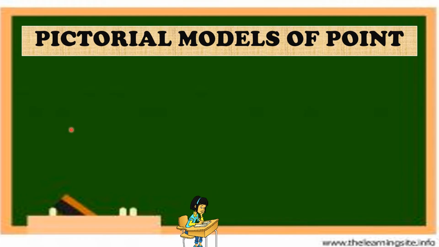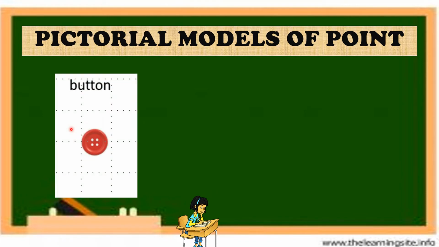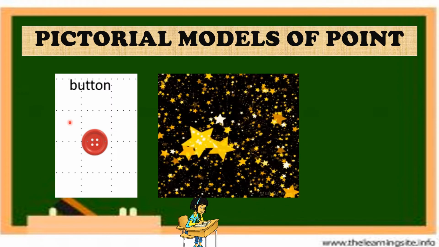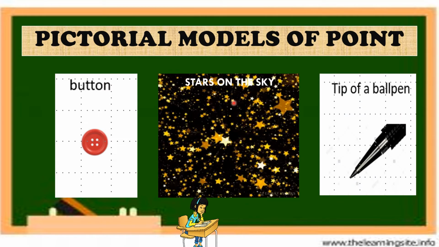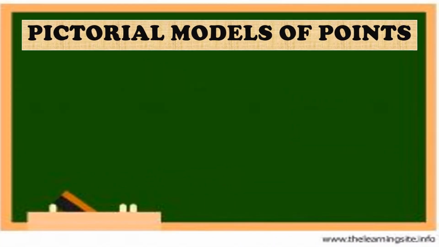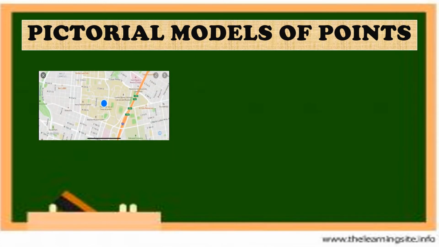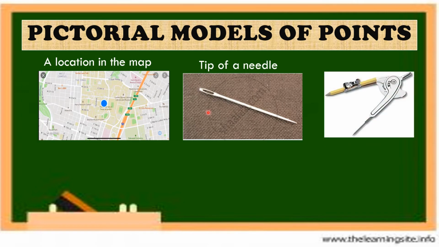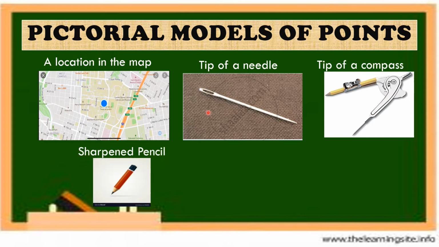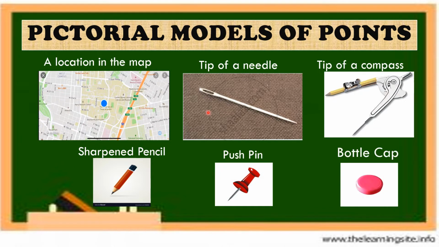So we have pictorial models of point. We have a button, stars in the sky. We have the tip of a button. We have a location in the map. We have tip of a needle. And we have the tip of the compass. Sharpened pencil. Pushpin. Bottle cap.